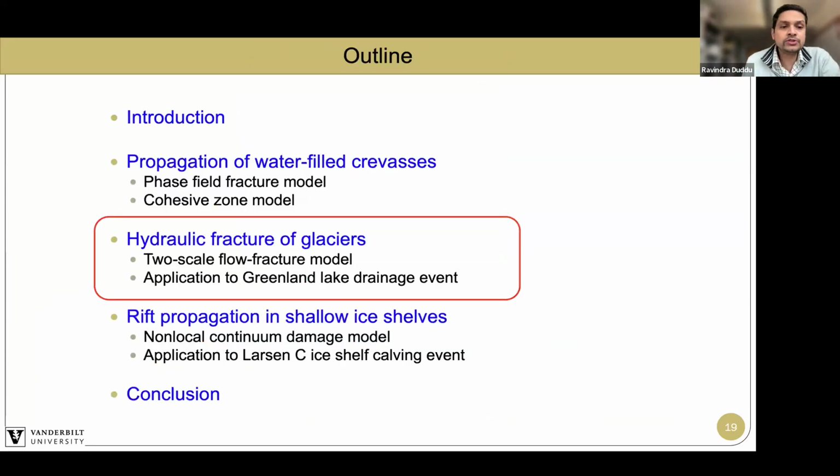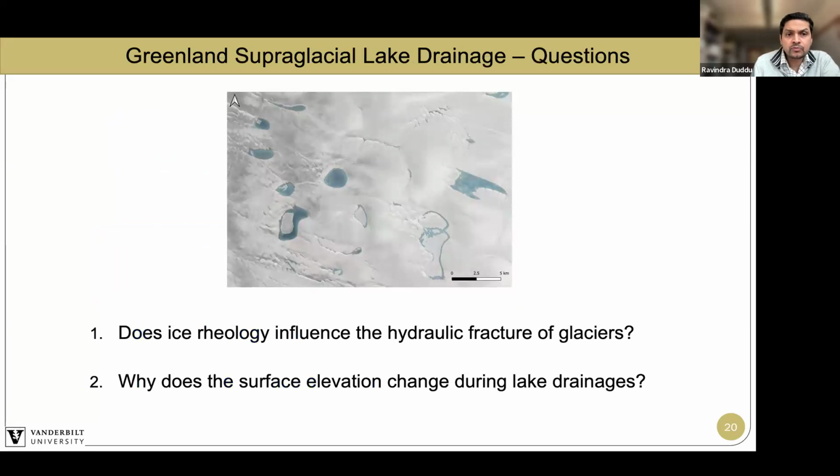So let me move on to now the second topic, which is hydraulic fracture of glaciers. Here we'll focus on a much more advanced model for hydrofracture. So the motivation here is that if you see the surface of Greenland, you have these lakes filling in and suddenly draining out, and these happen in somewhat of a cyclical process.